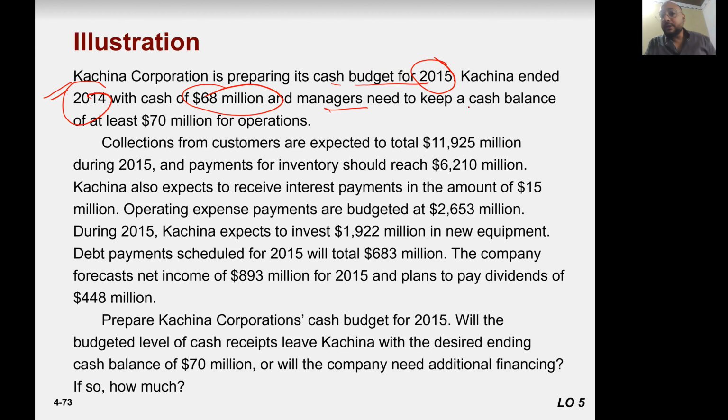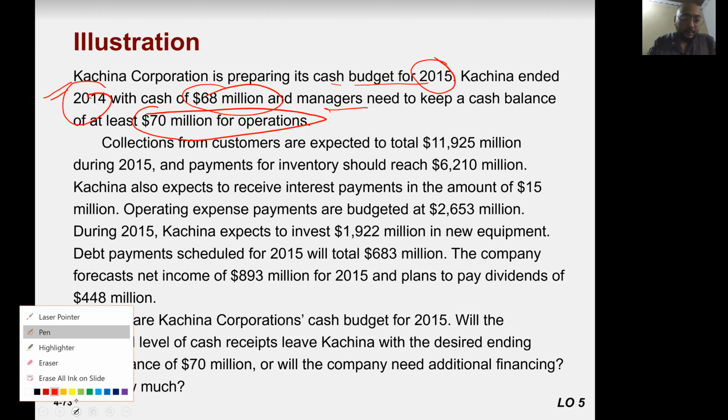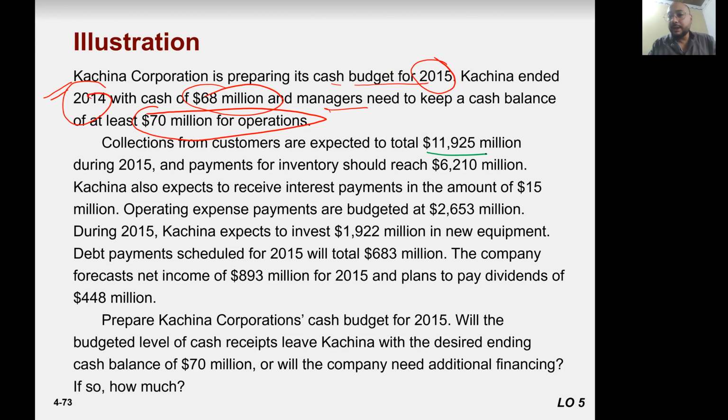And the managers need to keep a cash balance of at least 70 million for the operations. It means you must have 70 million cash. Okay. Now these are the inflows. We will be marking the inflows with green.